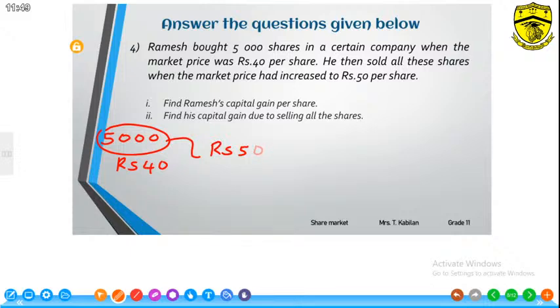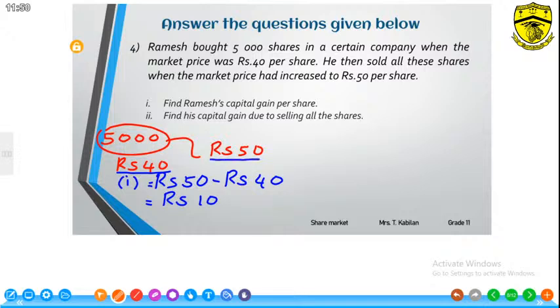Okay. First question, find Ramesh's capital gain per share. How do you find the capital gain per share? First of all, we need to find the difference between two amounts, right? Okay, so now subtract 40 from 50, so you will obtain the answer rupees 10 is the capital gain per share, right? Here 40 is the purchase price and 50 is the selling price, so the difference between the two amounts gives the capital gain per share, right?